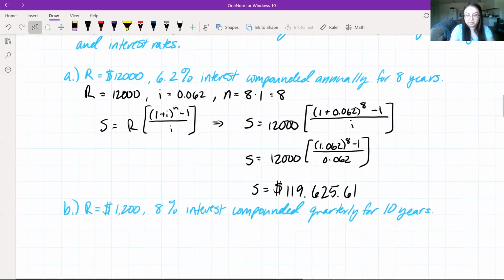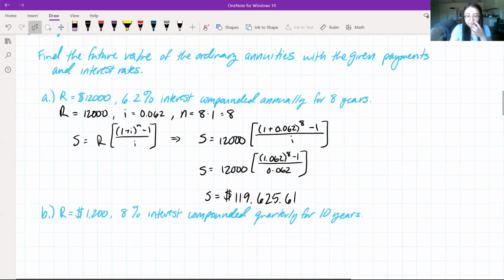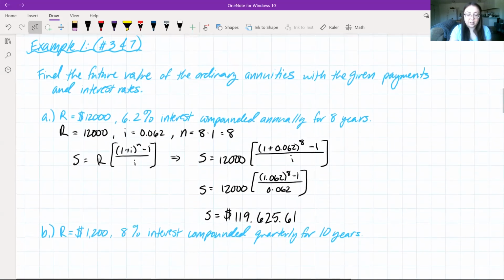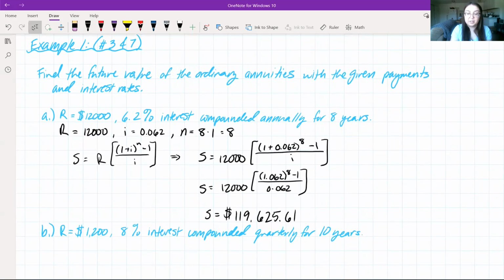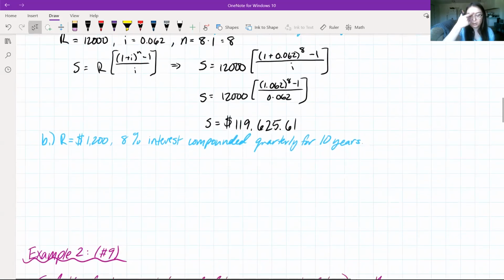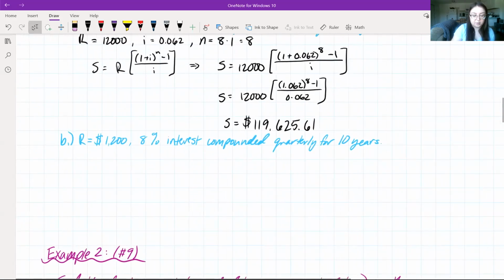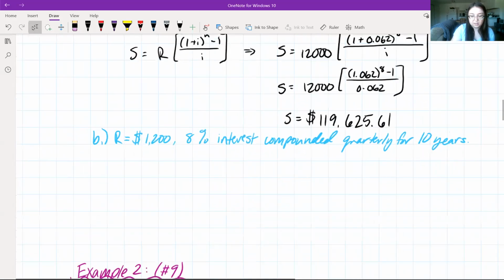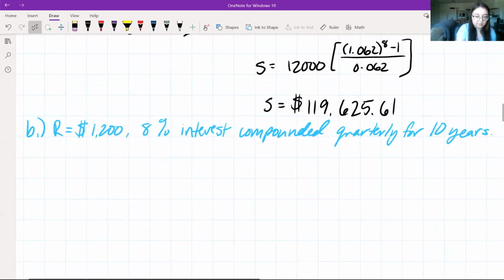All right. So we see here our future value with our annuities is going to increase by a lot at 6.2% for 8 years. Now we can move on to our next term here. So there we go. We have R is $1,200 at 8% interest compounded quarterly for 10 years.